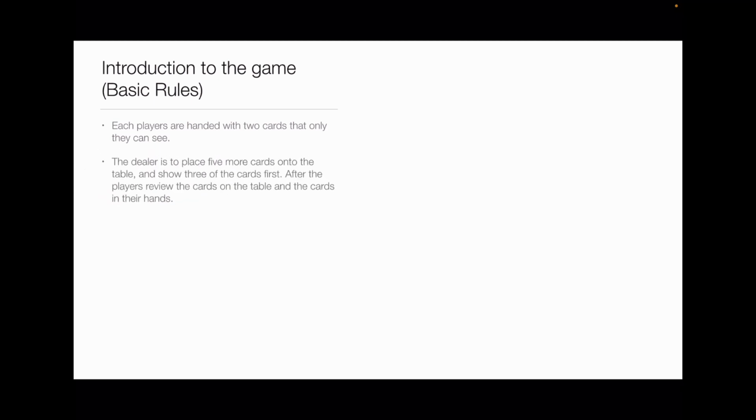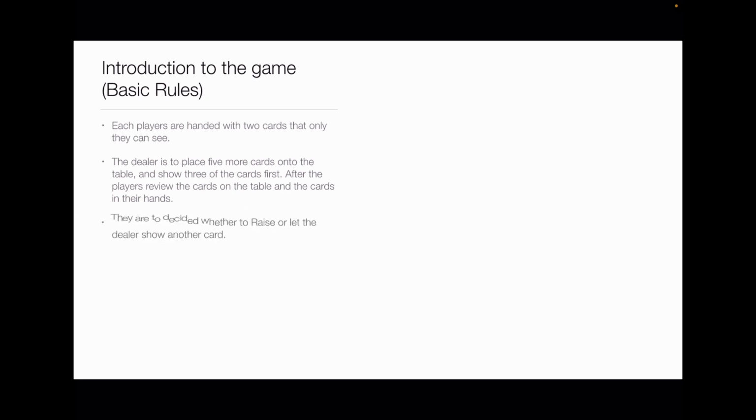So at the start of each game, every player is handed 2 cards that only they can see, and then the dealer places 5 more cards onto the table, which are known as the public cards, showing 3 of them first. After the players review the cards on the table and the cards in their hands, they are to decide whether to raise or check, which is to let the dealer show another card.